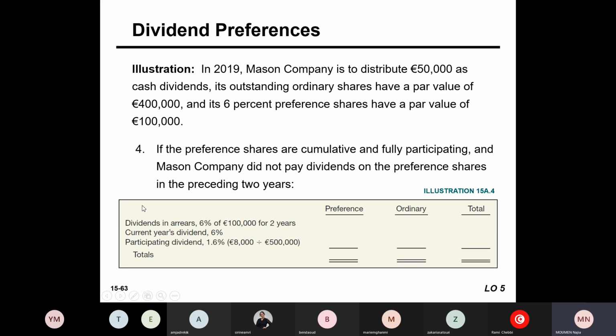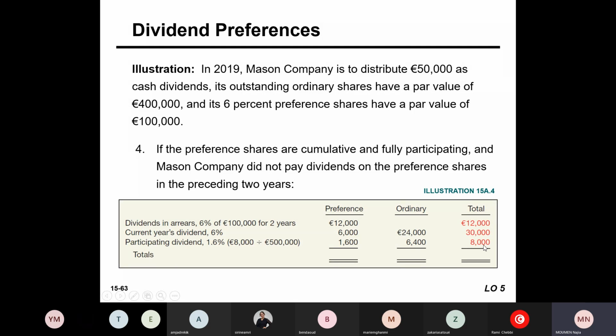So how much do we have in dividends in arrears? Again, we have 6% times the 100,000 for 2 years, so it is 12,000. We also get 6% for one year times the 100,000, so that's the 6,000 of the current period. We also get 6% for the ordinary, so it's 6% times the 400,000, that's the 24,000. So in total we have 12,000 for the prior periods and 30,000 for the current period, distributed entirely to both shareholders. So we have 42,000, and what is left is 8,000.